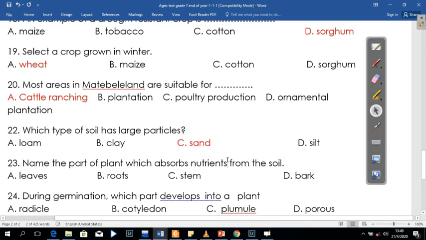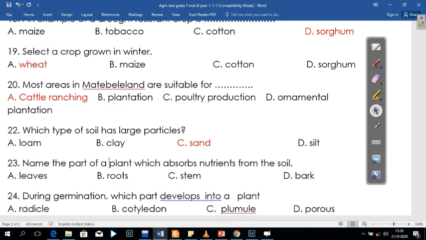If you don't know that, I think you now know that. Yeah. Name the part, that is number 23 now. If we are going together, name the part of a plant which absorbs nutrients from the soil. Oh, this is pretty easy. What absorbs nutrients from the soil?